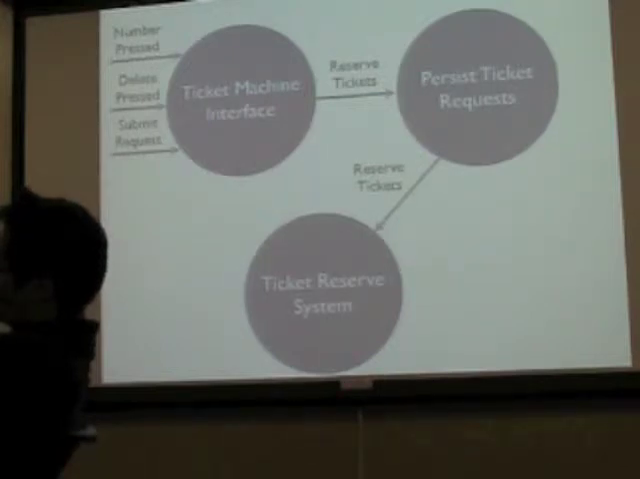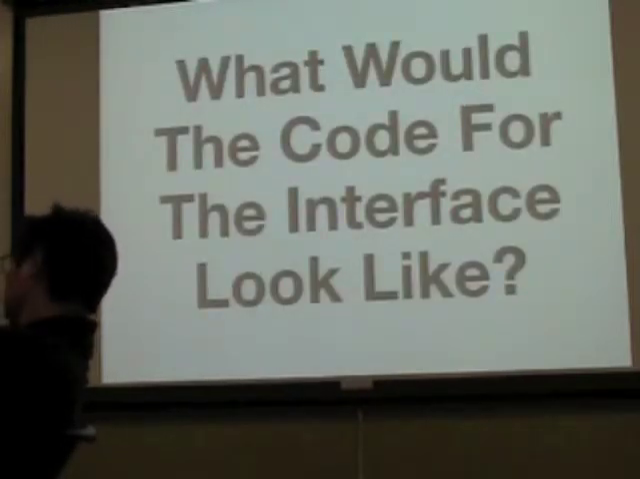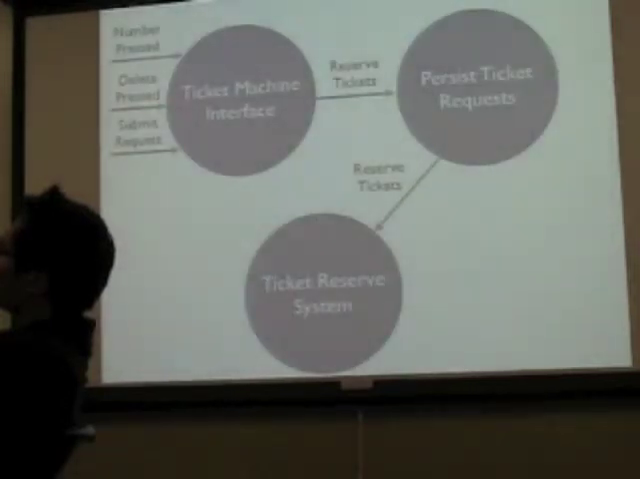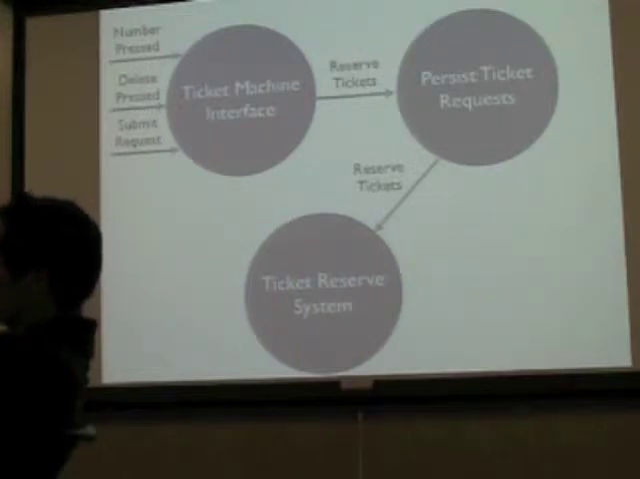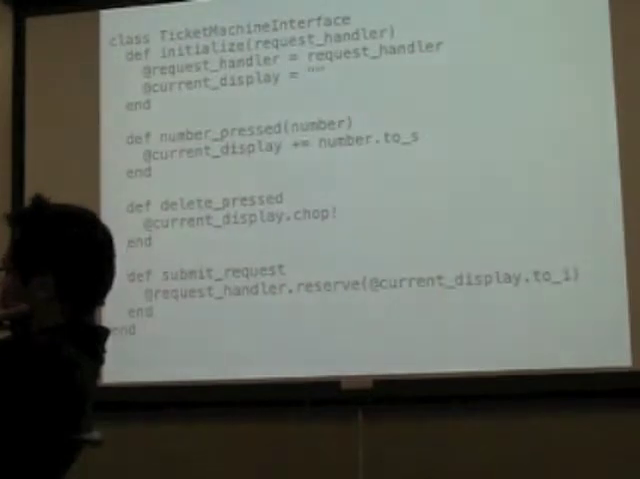And so in OO, the way you would want to do that is you would want to add another object that its sole responsibility was doing that persistence. So let's zoom in and look at this ticket machine interface for a sec. What would the code for an interface like that look like? It might look something like this. Because you'll notice all of the arrows are flowing right. There's no reading, there's no asking for information here. There is only telling other objects to do something.